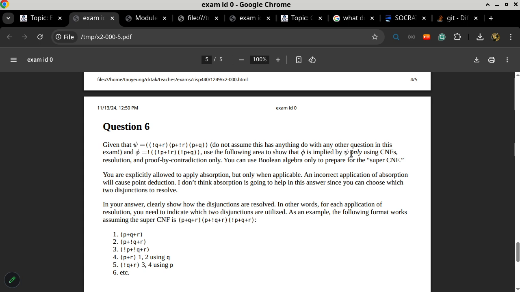Yep. But you still need to know everything within the scope of the test. So you still need to know how to convert a Boolean expression into CNF, and also how to perform resolution and how to interpret the result of resolution.